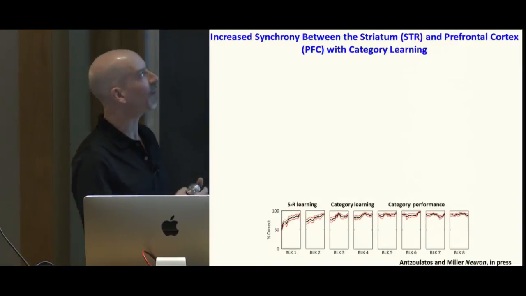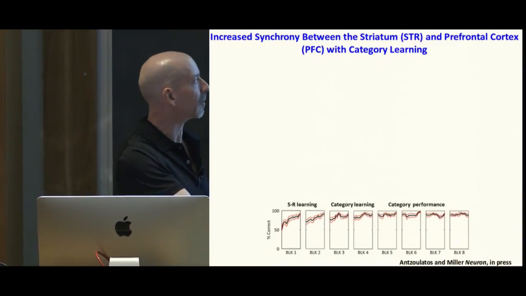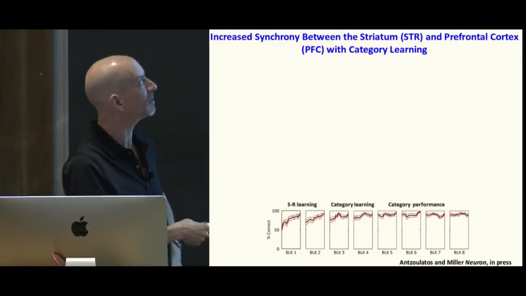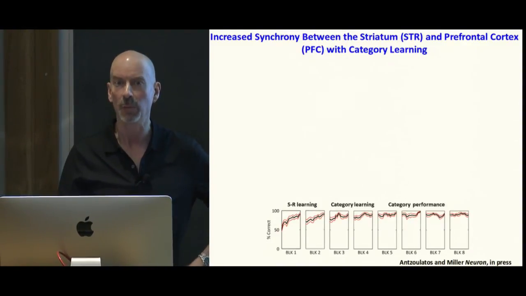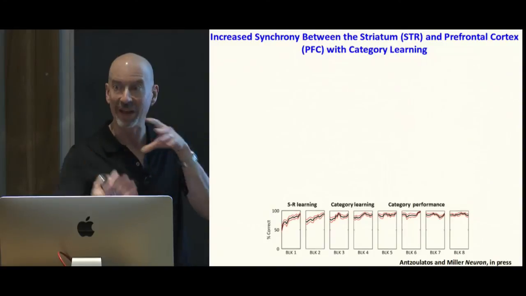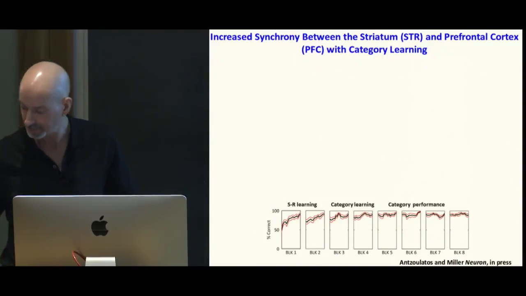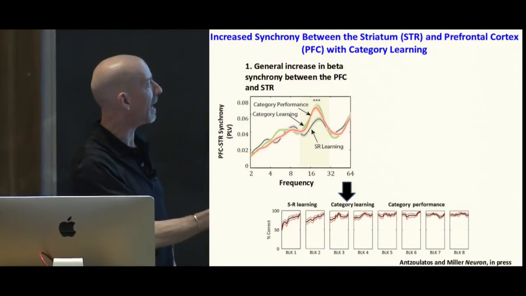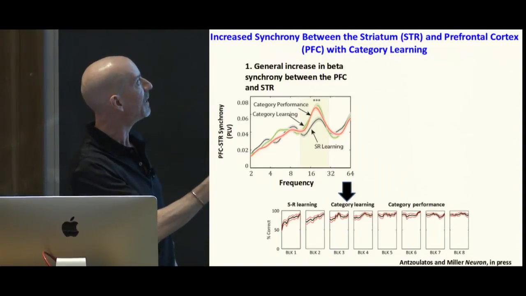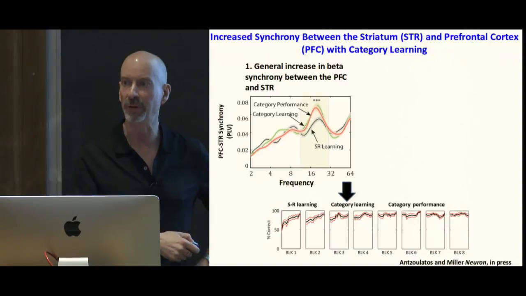So what we found is that as the animal proceeded from SR learning to category performance, there was an increase in synchrony between the prefrontal cortex and striatum, which is what we'd expect, that they really are working together in this iterative fashion. What we found is that when the monkey switched from SR learning to category learning mode, there was an increase in beta band synchrony between the prefrontal cortex and striatum.